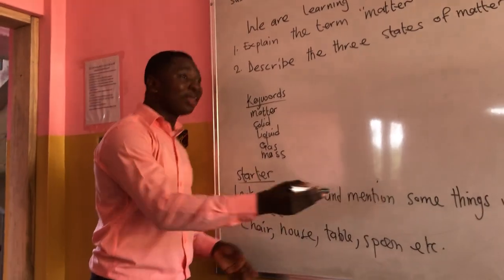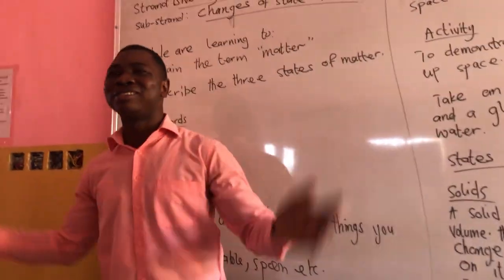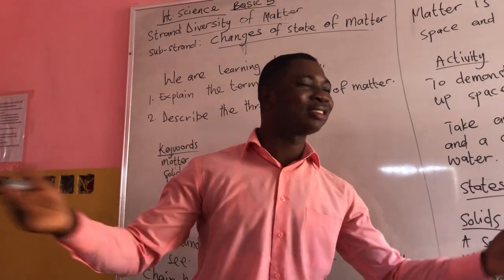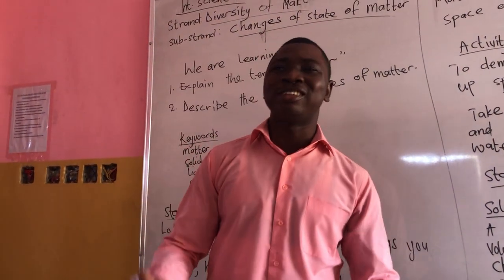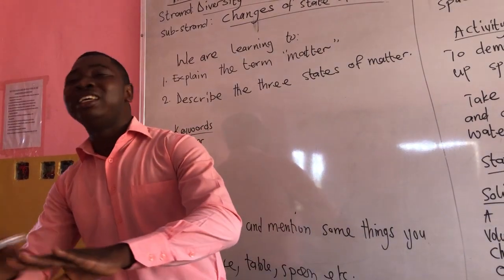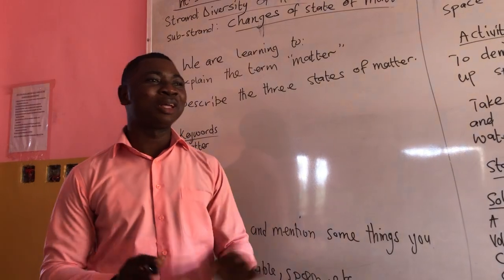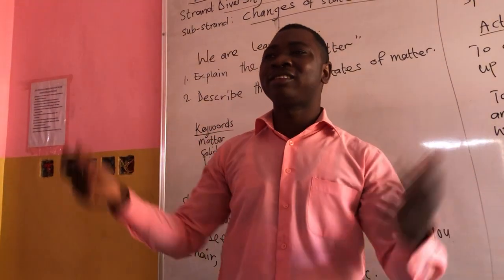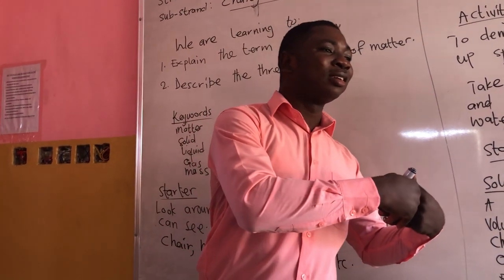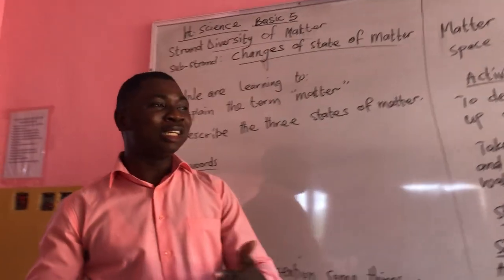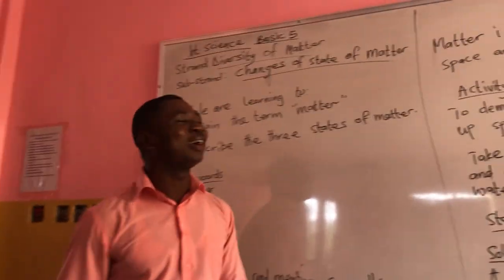So you can see many things around you. A lot of things. Trees. Cars. All those things, we say they are matter, okay? When we talk of matter, it's just things around us, things that we are using, the food we eat and other stuff. They are all matter.